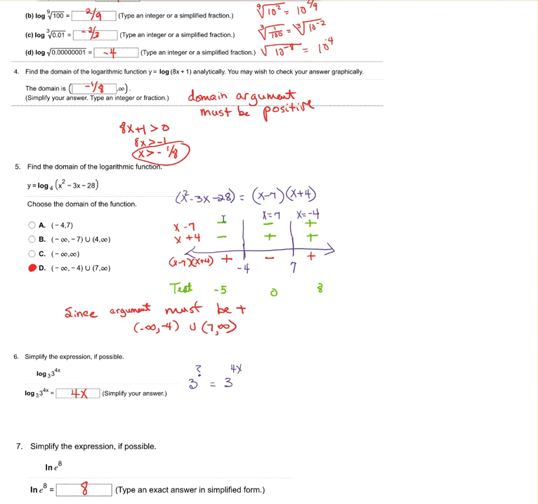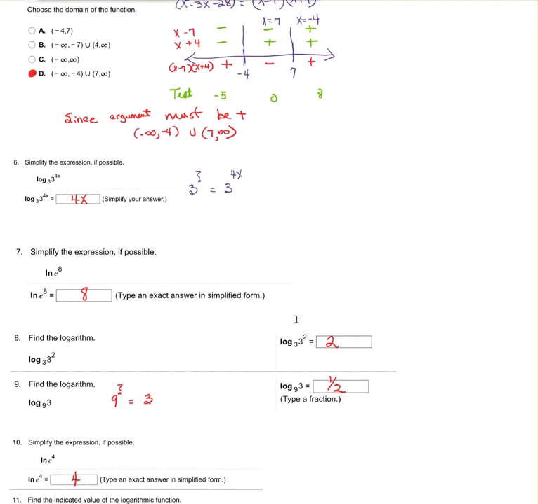So it's a quick, easy way to say multiply the signs. And you're looking for where it's positive. And so you have two options. You have up from negative infinity up to negative 4, or you have 7 to infinity. So it is right here. And it was because that argument had to be positive.